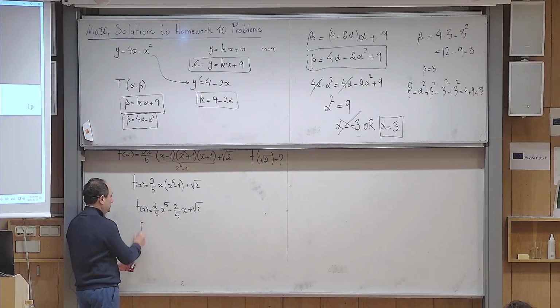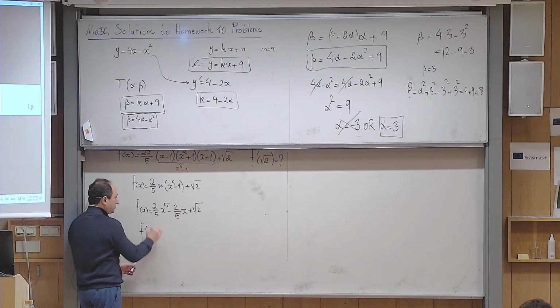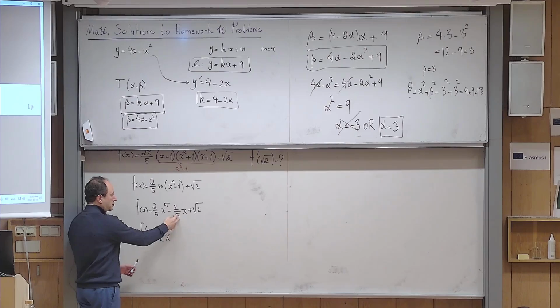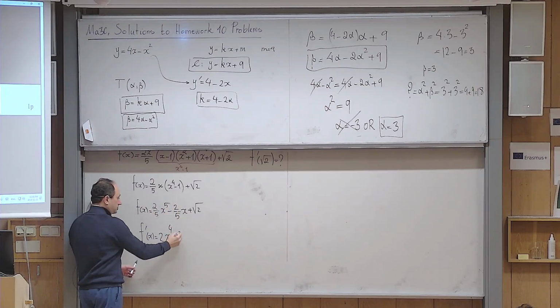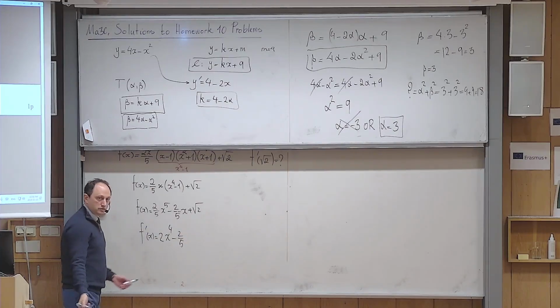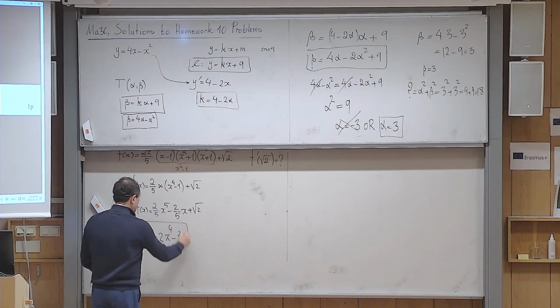Yes. So what should I do? 2/5 is a constant, I keep it, but 5 comes down. The 5 that comes down will cancel that 5, it becomes 2. X to the power of 4. Minus 2 over 5 goes outside, and then I keep it, let me just write it. And the derivative of x is famous, it's 1. What is the derivative of square root of 2? 0. That is your derivative.